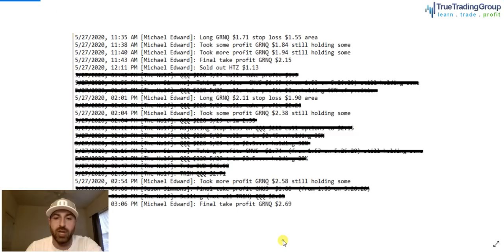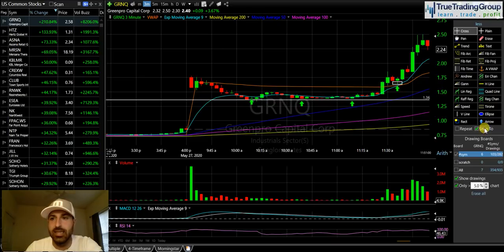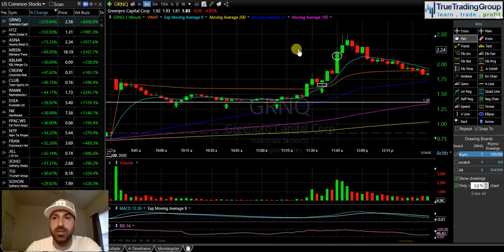And I just start peeling profits off the table, guys. Took some off at 1.84, took the bulk of my profit off at 2.94, and then final take profit at 2.15. Final take profit was right there. Okay, there is your final take profit. And this is a very quick little trade, all because of this trade line indicator.